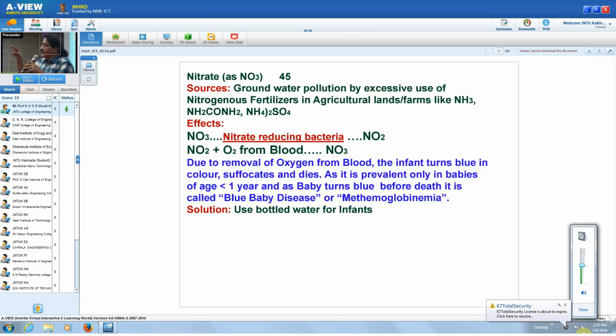Because compared with the hemoglobin of the blood, NO2 is 100 times more powerful, with more affinity for this oxygen. So there is a competition between NO2 and hemoglobin for oxygen in the blood. Which wins? NO2 wins because it is more powerful. So that NO2 will take up oxygen from the blood and is converted to NO3. So ultimately nothing has happened to NO3. But who suffered? The oxygen in the blood has come out. What happens if oxygen in the blood comes out?